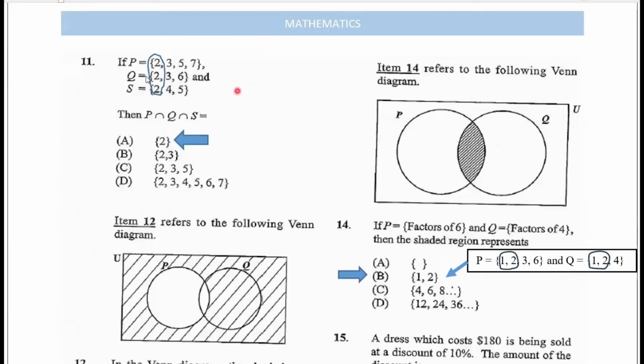All right, so to see here in number 11, if P is 2, 3, 5, 7, Q is 2, 3, 6, S is 2, 4, 5, what is P intersect Q intersect S? The intersection means what is common. Immediately you can see 2 is common to all of them. So yeah, 2 is the answer, that's E.